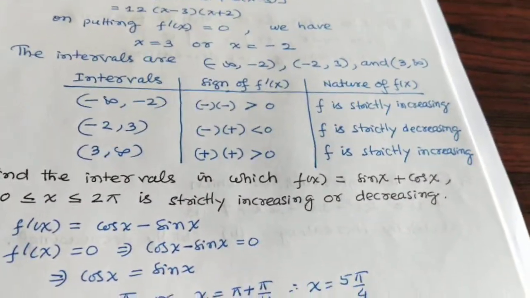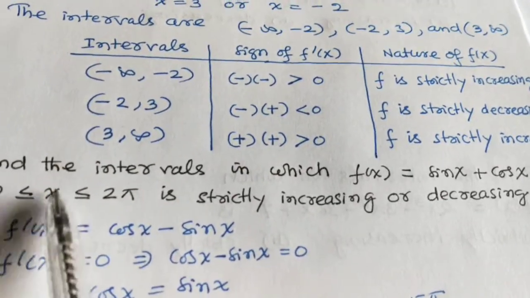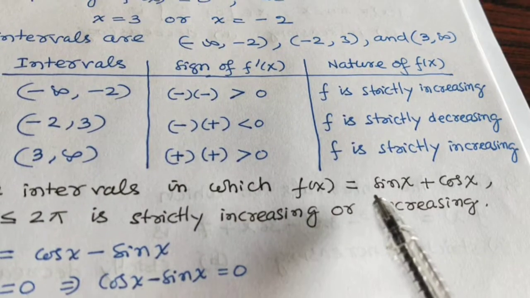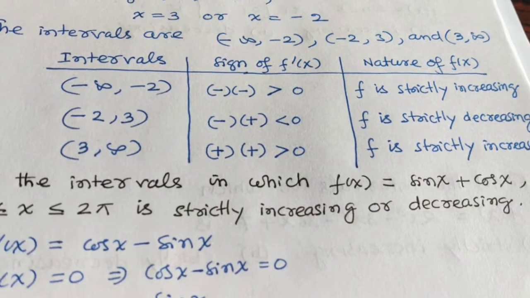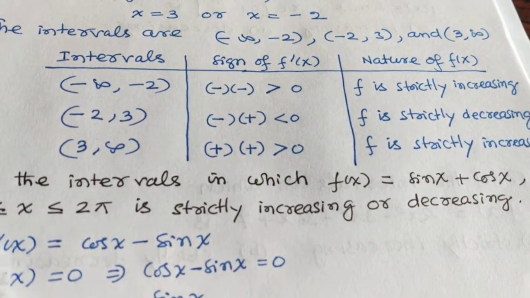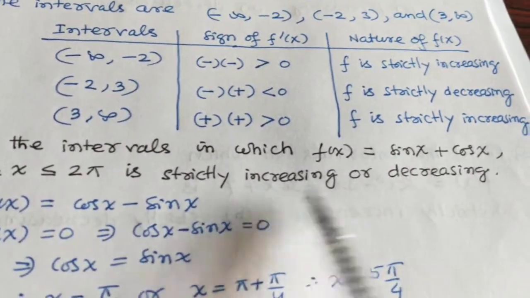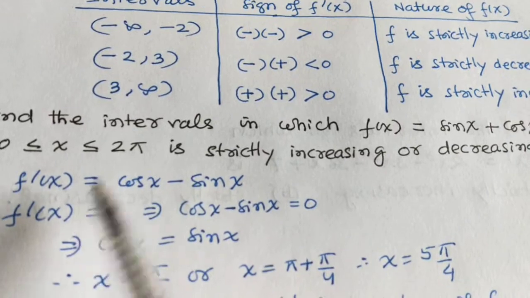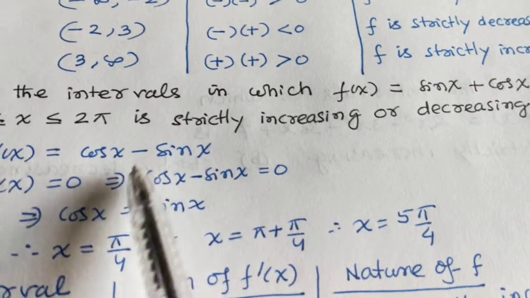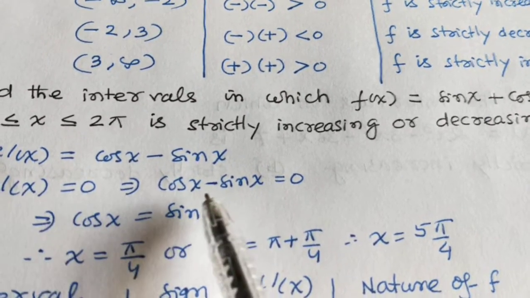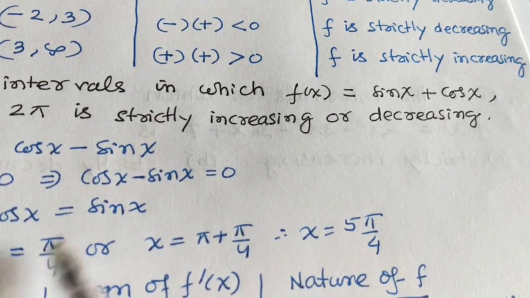So similarly, if we take up another trigonometric function question of the same nature, let us find out. Find the intervals in which the function given by f of x is sin x plus cos x, where x lies from 0 to 2 pi, inclusive, all the 4 quadrants, is strictly increasing or decreasing. So as usual, we will be finding f dash x. f dash x will be cos x minus sin x. On putting f dash x equal to 0, you have cos x minus sin x equal to 0, cos x equal to sin x.